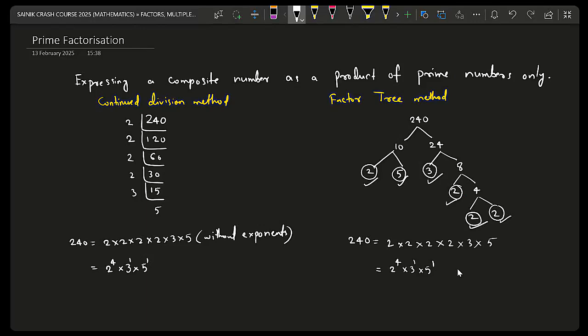So what is prime factorization? Expressing a composite number as a product of prime numbers only. Should not involve again composite numbers here. Any doubts in this concept, you can ask me.